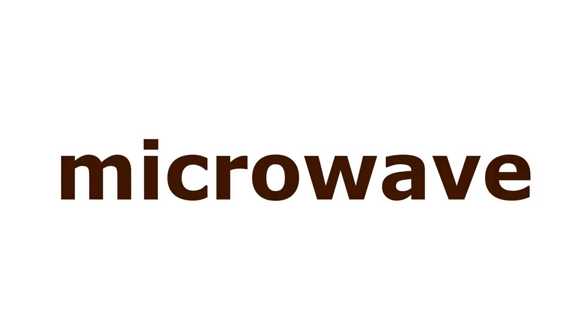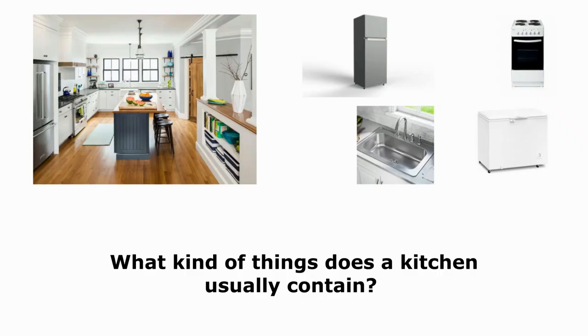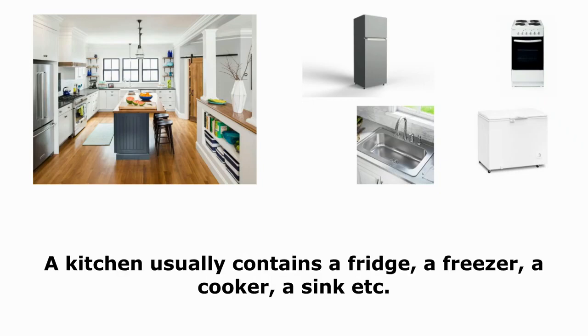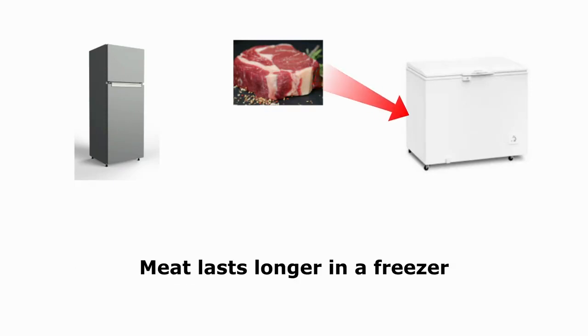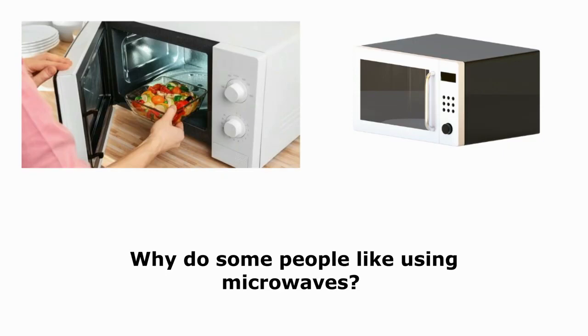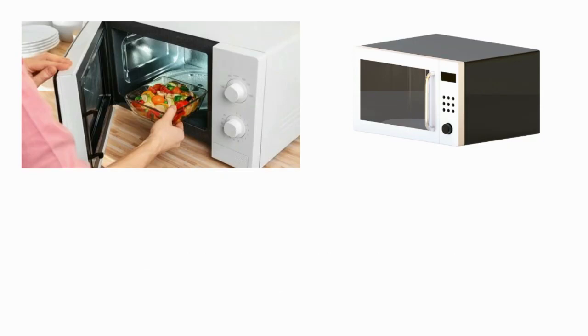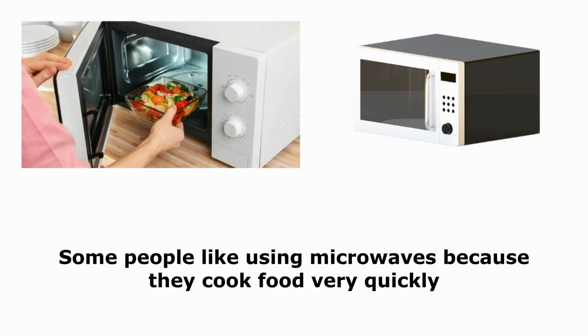Kitchen. Fridge. Freezer. Cooker. Sink. Microwave. What kind of things does a kitchen usually contain? A kitchen usually contains a fridge, a freezer, a cooker, a sink, etc. Does meat last longer in a fridge or a freezer? Meat lasts longer in a freezer. Why do some people like using microwaves? Some people like using microwaves because they cook food very quickly.